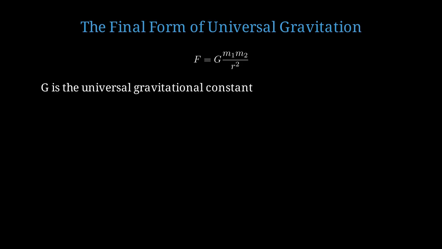Now let's write down the final form of Newton's law of universal gravitation in all its glory. The gravitational force between two masses m1 and m2 separated by distance r is G times m1 times m2 divided by r squared. G is the universal gravitational constant. Its value is approximately 6.67 times 10 to the negative 11 in SI units. This constant was measured by Cavendish in 1798, more than 70 years after Newton's death.